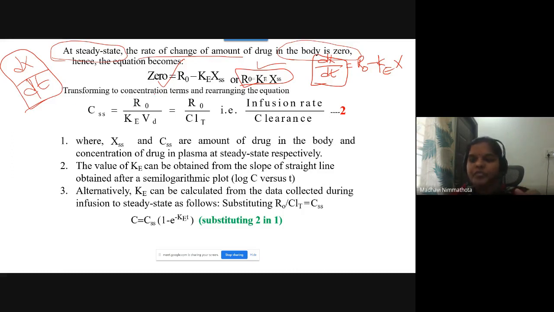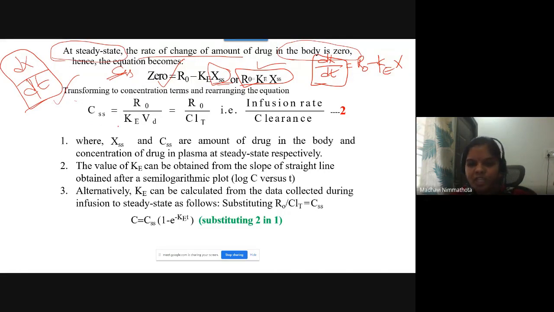And then you have to do the derivation again for this equation. In your textbooks, they directly give this, transforming the equation in terms of concentration. See here, instead of CSS, here you can write XSS. This is the amount of the drug at steady state, and CSS is the concentration of the drug at steady state. So here also the same thing you have to do. Instead of writing amount, you can transform it into concentration.